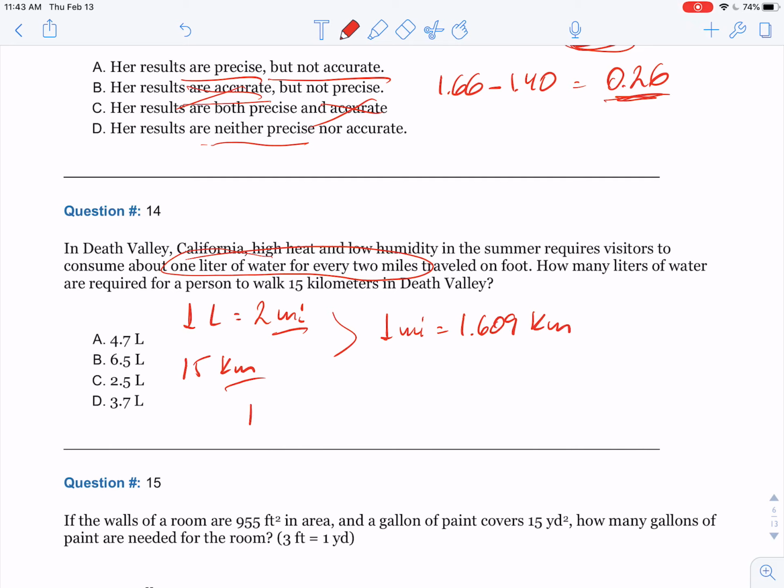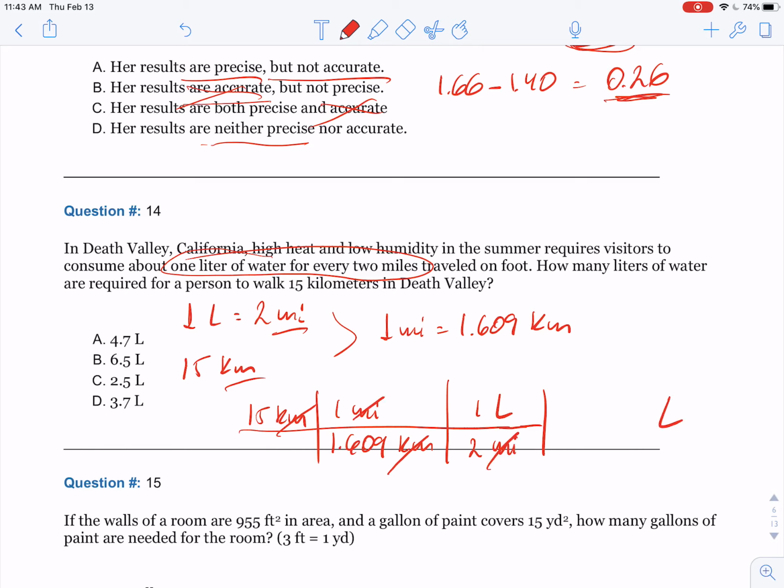So you start with 15 kilometers because you have miles there. Then you have to convert to miles, right? 1 mile is 1.609 kilometers. This cancels. And then 1 liter of water is used per every 2 miles. This takes care of the miles, and then you obtain your result in liters. You do the math.